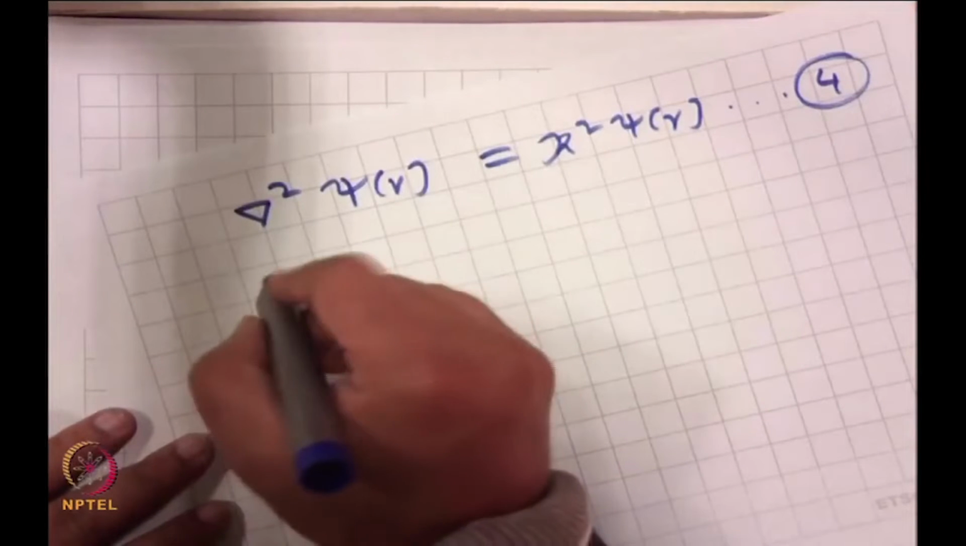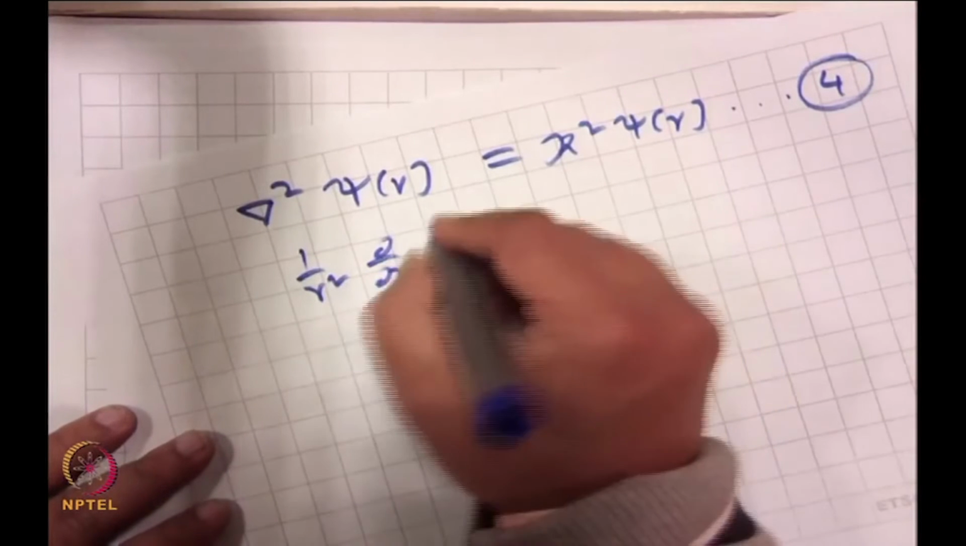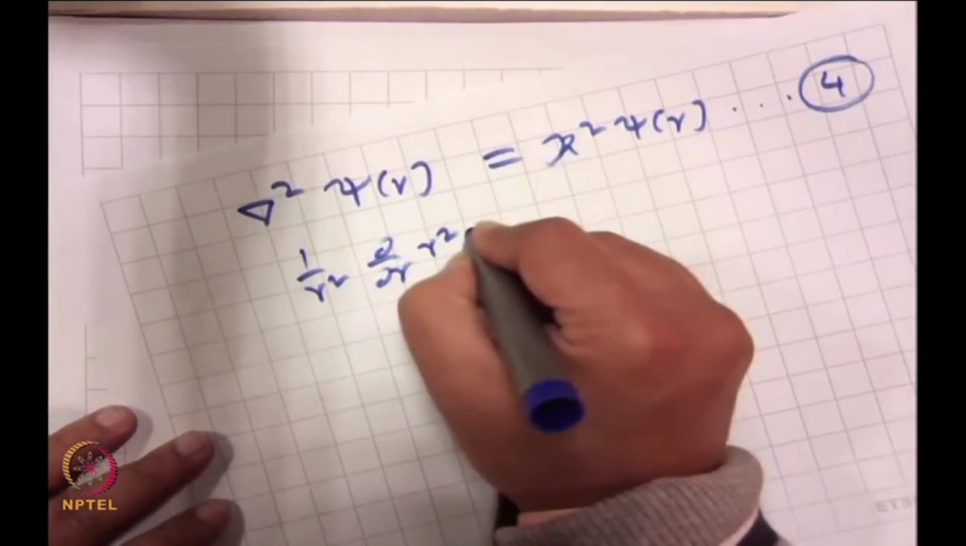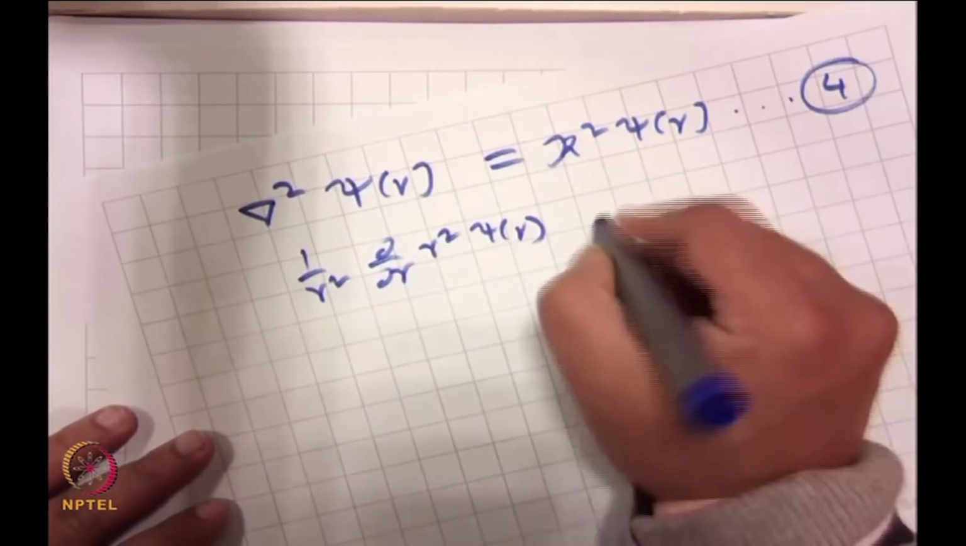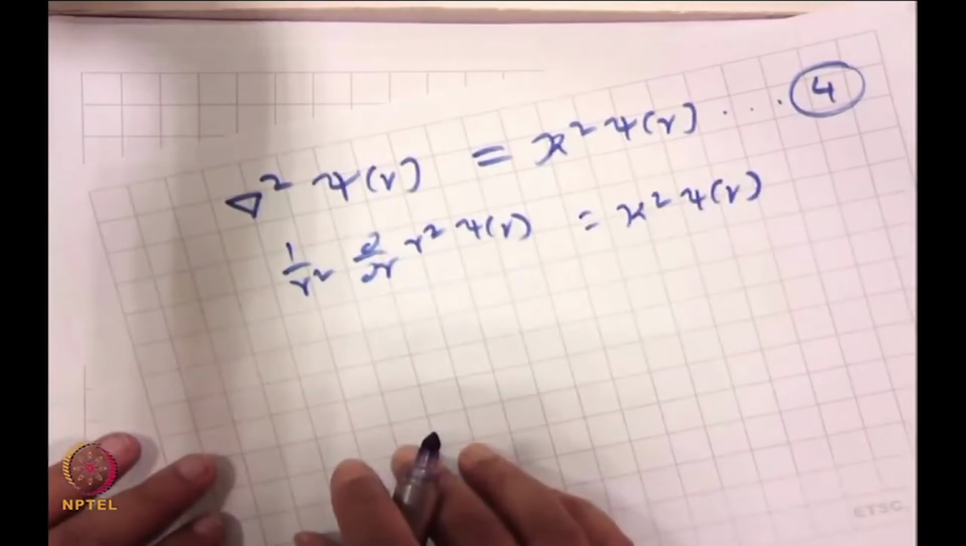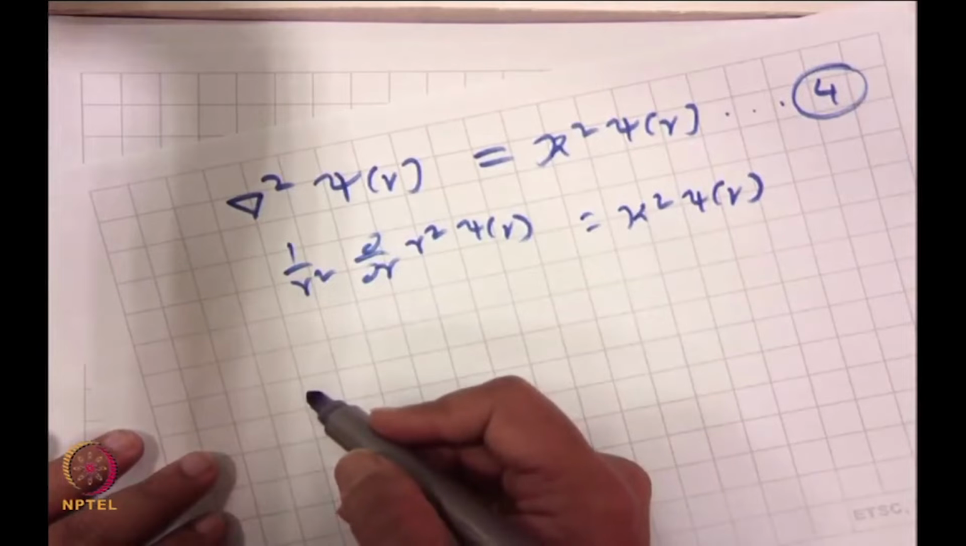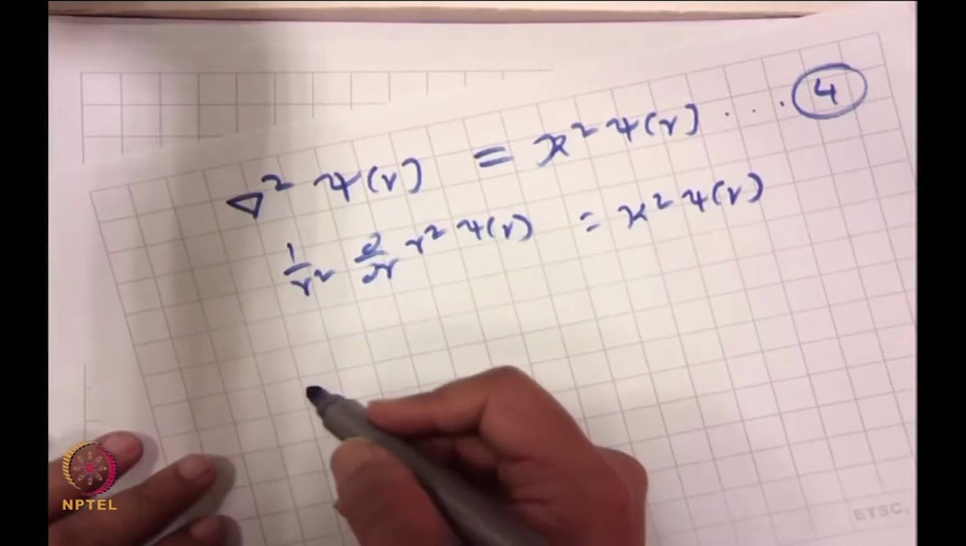So, del square, this I can write as 1 by r square del of del r square, then psi of r is equal to kappa square psi of r. So, I am putting the expression of del square in now, right. See, we have to know this.